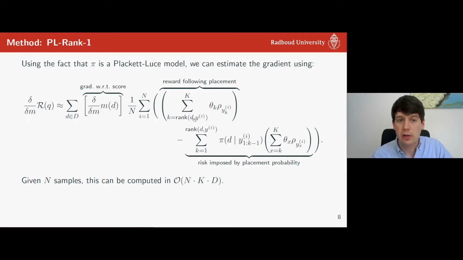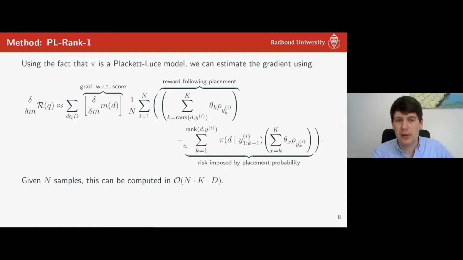So this is sort of the reward that you might say followed the placement of this item. If the item was not placed in the top k at all, this is going to be 0, of course. But this value tells us sort of how good that placement was. Because if we received a very high reward, then we should probably place this document there again. However, that's not all. There's also the risk.